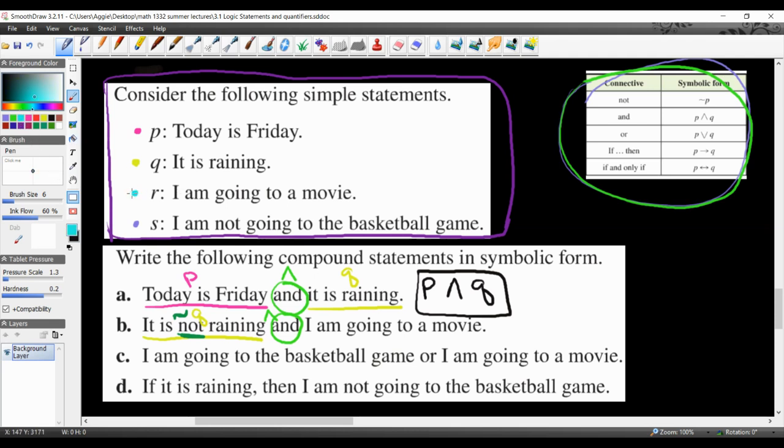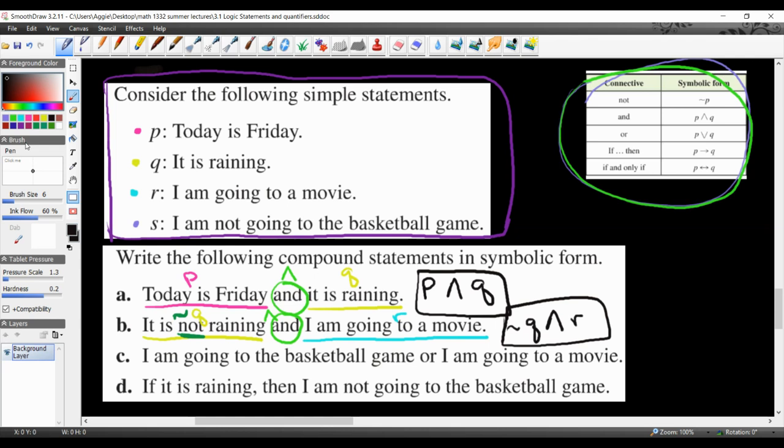I am going to a movie. Okay, so I'm going to a movie. That's in my baby blue color here. Let's see, that's R, not Q. Okay, and we're just going to write all this out in a nice little statement. So we have not Q and, so my upside down V, R. So hopefully you're getting the idea. We're pretty much just rewriting these sentences using our symbolic form over here, okay? We're going to finish the last two, and then we're going to move on.